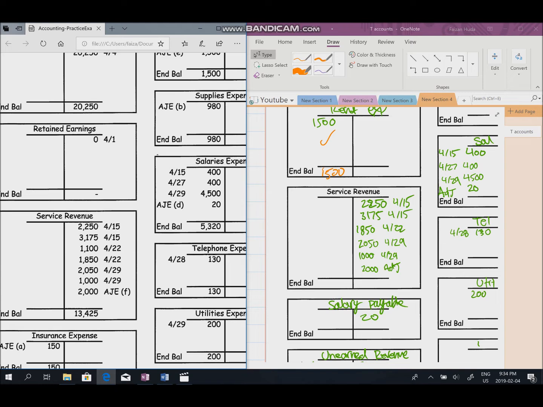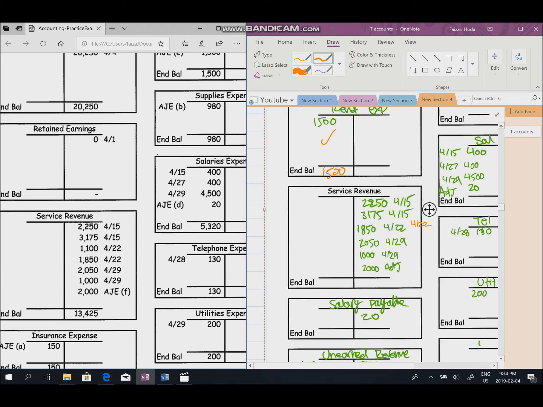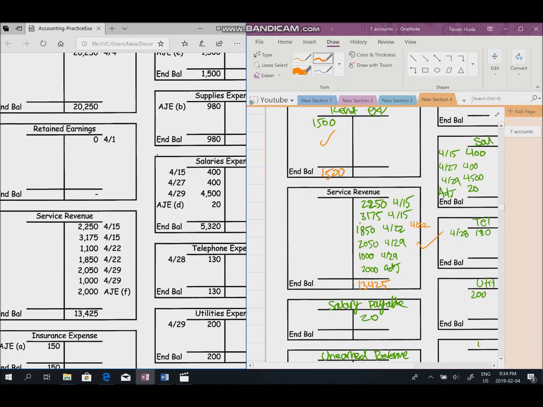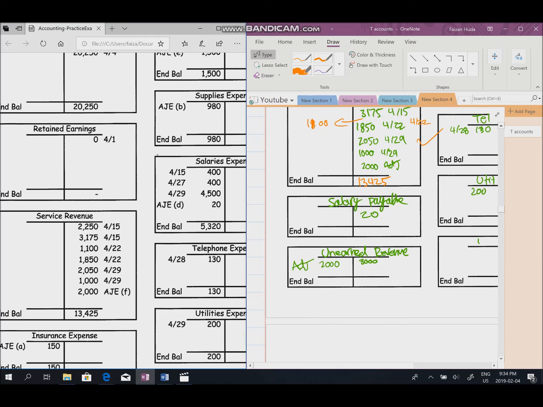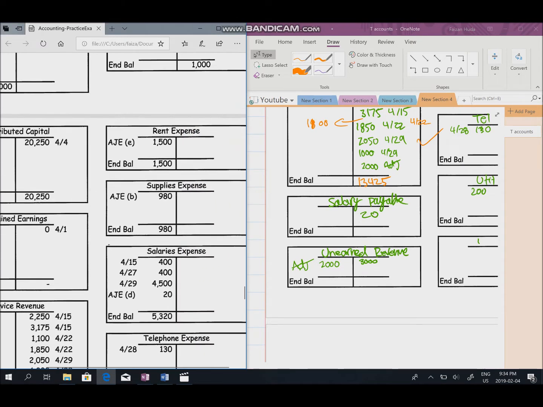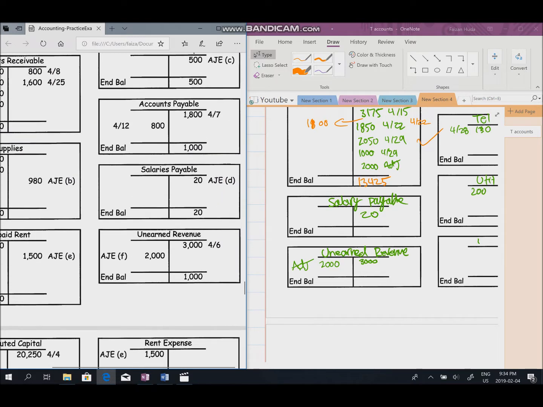You missed the service entry for 4/22. I'm just gonna make a note over here. So 2,050, 1,200, which should equate to 13,425. So this is also correct. I'm just gonna add the missing amount that we missed. I don't know how we missed it, but yeah, we did miss it. 1,100. Salary payable, $20. I'm pretty sure we're right on that too. $20.